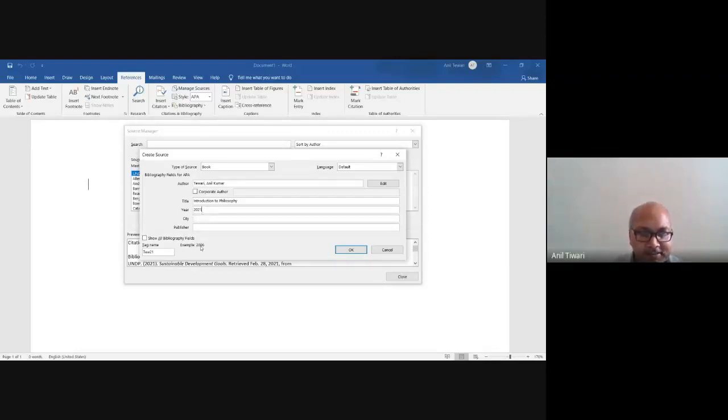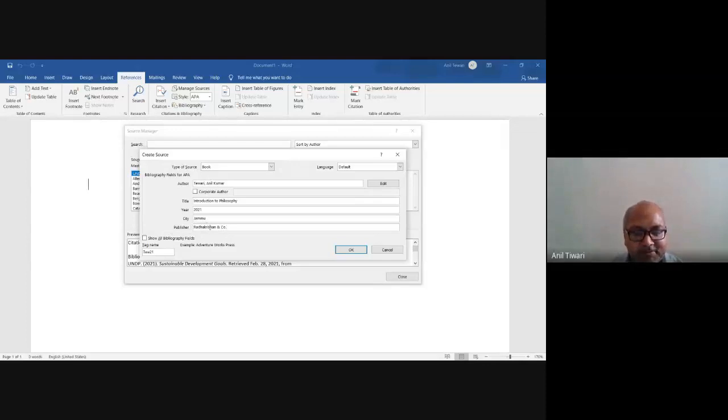In Year, it is showing 2006, so you will write the actual year of publication. Then City, the city from where the book is published. Let us say it is published from Jammu. And Publisher, again, it is showing all these things. So suppose from Jammu, you have Radha Krishan and Company or whatever.